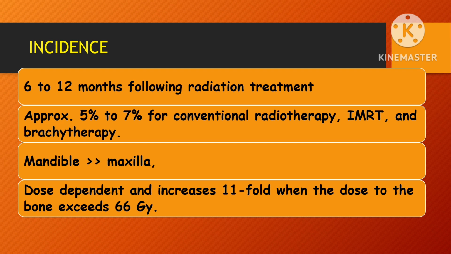Osteoradionecrosis risk is dose dependent and increases 11 folds when the dose exceeds 66 grays. When the dose is less than 60 grays, it is unlikely to occur, and it rarely occurs if the dose is less than 50 grays. So important risk factors of clinical significance include carious teeth, periodontal disease, trauma from dental extraction, or an ill-fitting denture. It most commonly affects the jawbone, particularly the mandible, because of its dense bone structure and lower blood supply compared to the other bones, as we have already discussed.